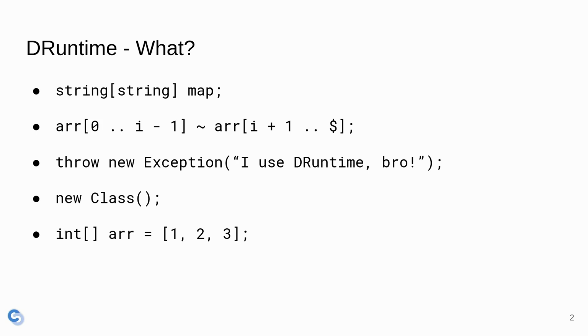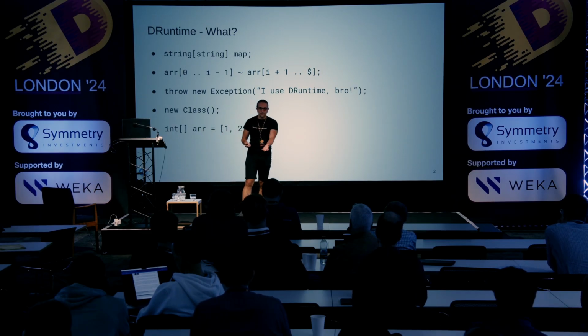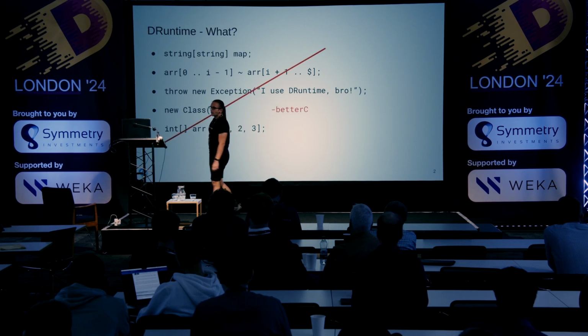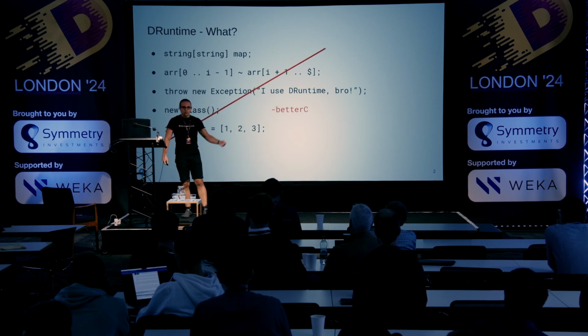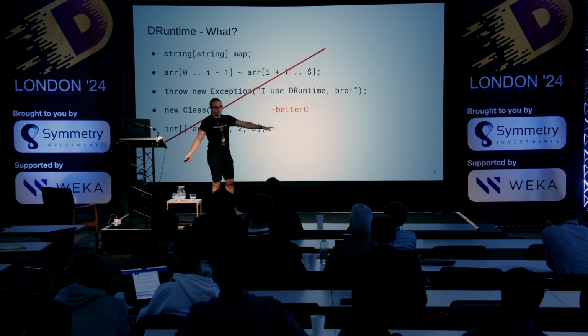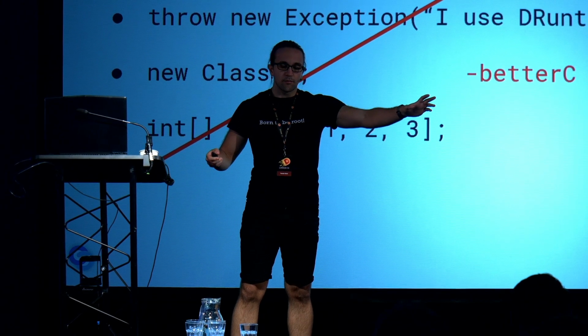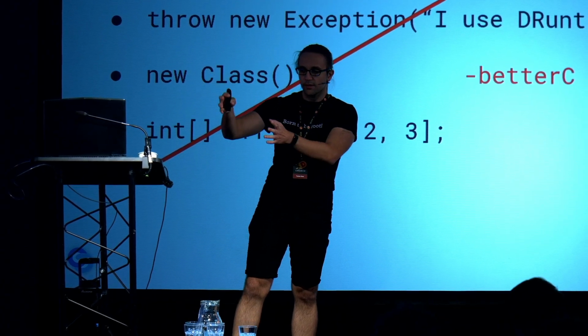In addition, allocating arrays, and to put them all into one bucket: everything that requires the GC requires the DRuntime, because the GC is part of the runtime. So obviously, if you're using BetterC, you lose access to all of these because BetterC excludes the runtime. So this is what it does. Now let's take one example and see how this is actually being done.